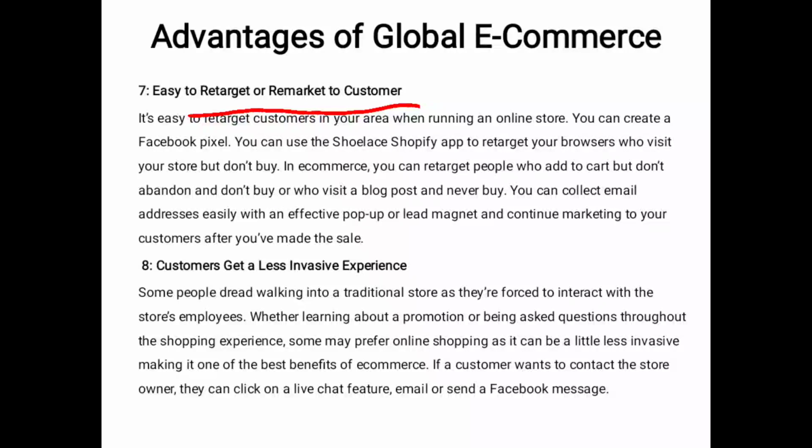Next one is customers get a less invasive experience. Some people dread walking into a traditional store as they are forced to interact with the store's employees. Whether learning about a promotion or being asked questions throughout the shopping experience, some may prefer online shopping as it can be a little less invasive, making it one of the best benefits of e-commerce. If a customer wants to contact the store owner, they can click on a live chat feature, email, or send a Facebook message. So here, face-to-face conversation is not required. Even if you want to know some information, you can email them, send a Facebook message, or chat with them.